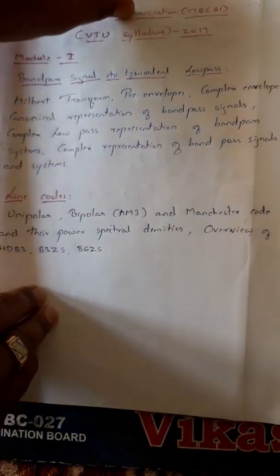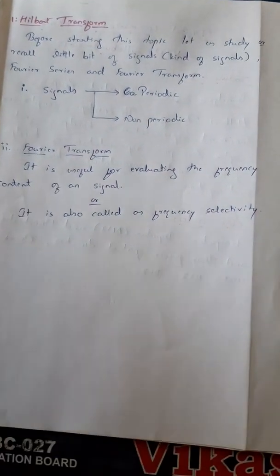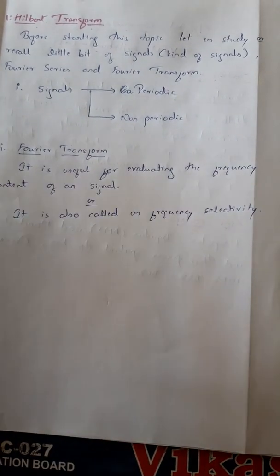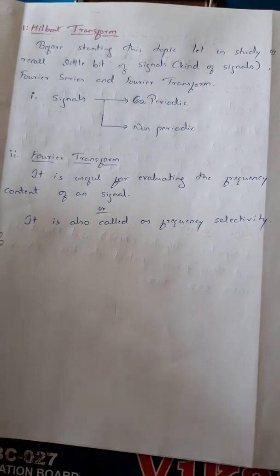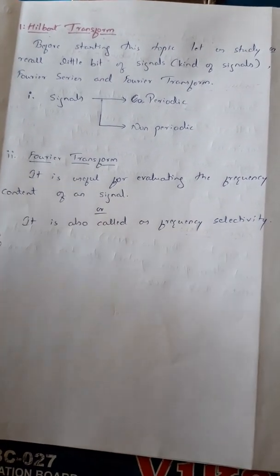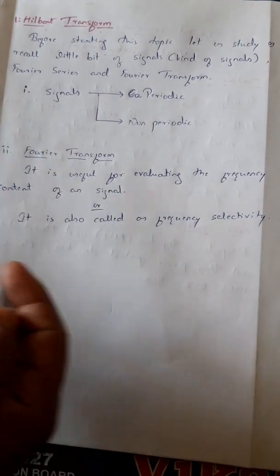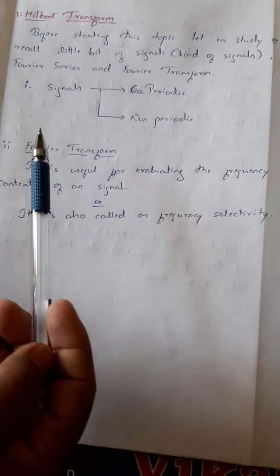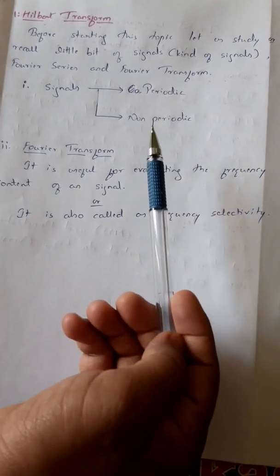So before starting the Hilbert transform, let me take a brief look at things which you already studied. So I will take two sections. One is signals and the second section is Fourier. Signals, I'm not going in depth about the different types of signals and how I can categorize them. I'm just going to stick to one category, that is periodic and non-periodic. The signal is categorized as periodic and non-periodic.